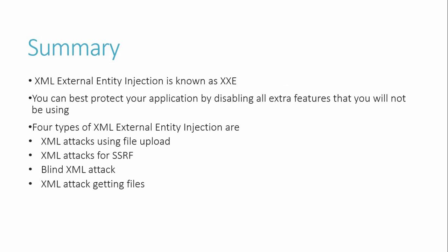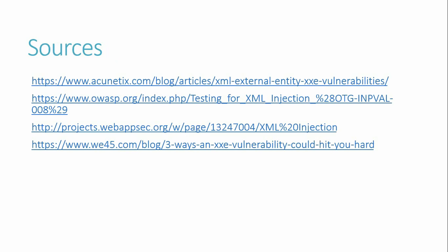And then here's my summary. It's XML external entity injection, also known as XXE. The best way to protect your application is by disabling all extra features that you won't be using. The four types of XML external entity injections that I've talked about are file uploading, SSRF attacks, blind XML attacks, and XML attacks getting files. And these are my sources.